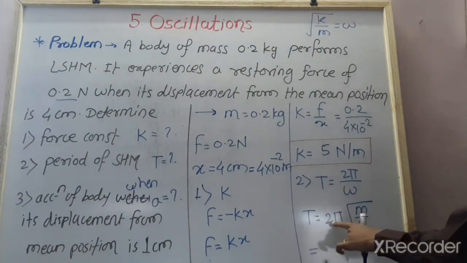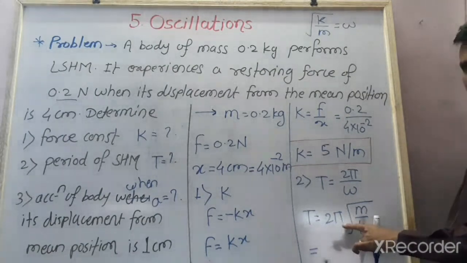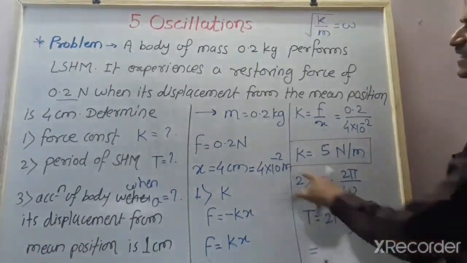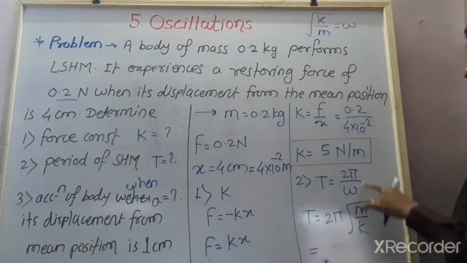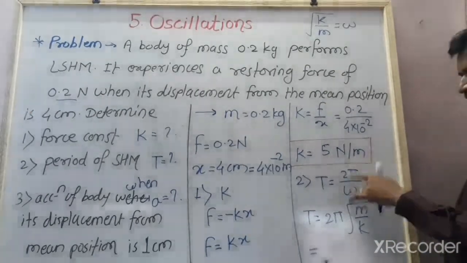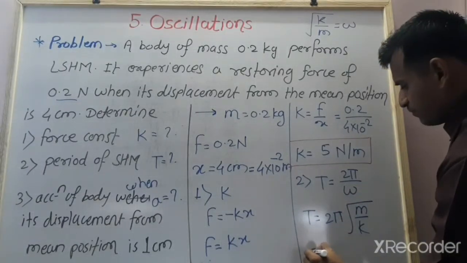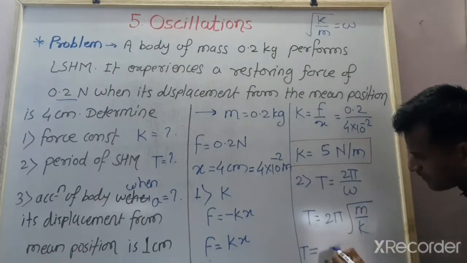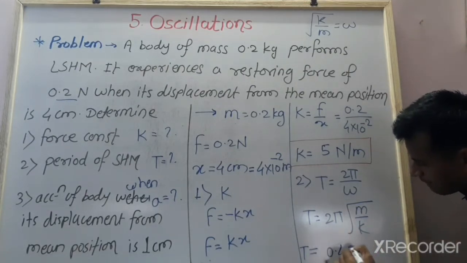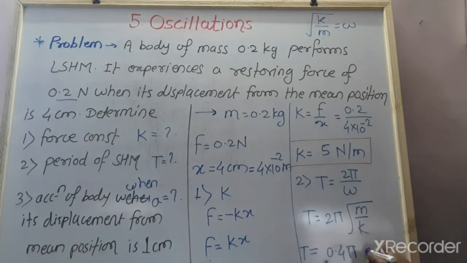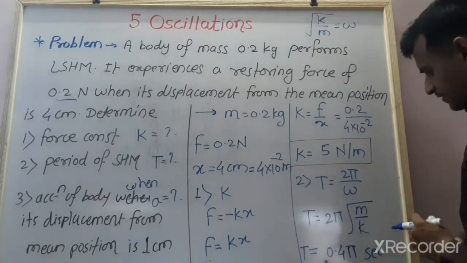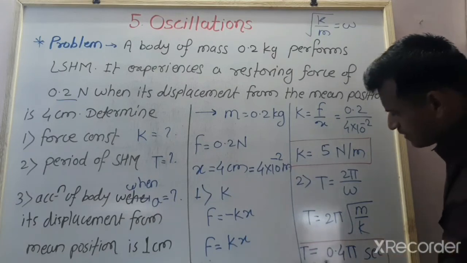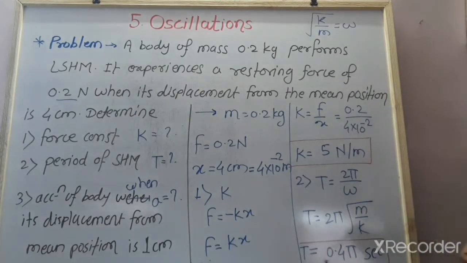Then period. Substitute this value. 2 pi is the constant, 3.142. Mass is given, 0.2 kilogram, and K is the force constant. Just we have to calculate it here. Substitute all these values. Then period is given by 0.4 pi, and the unit of period is second. This is the second answer, the period. The value टाका आणि त्याचं calculation करा तुम्ही.